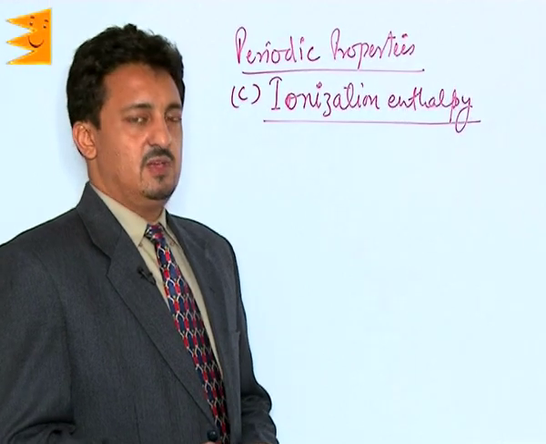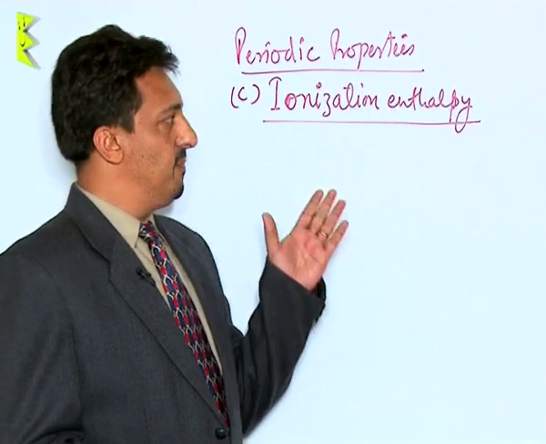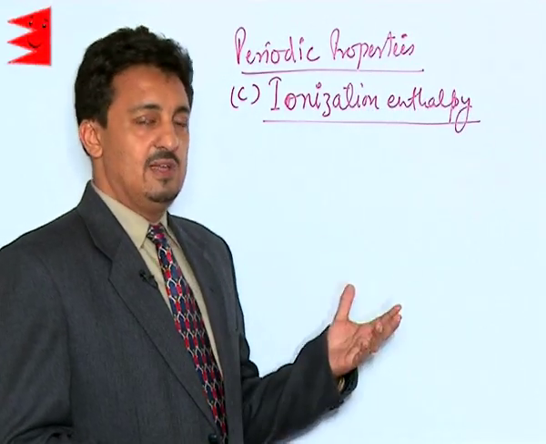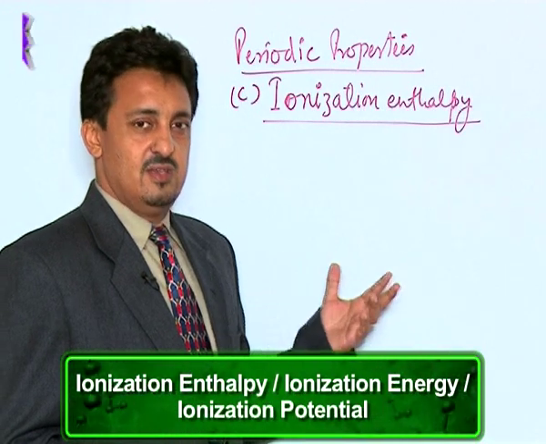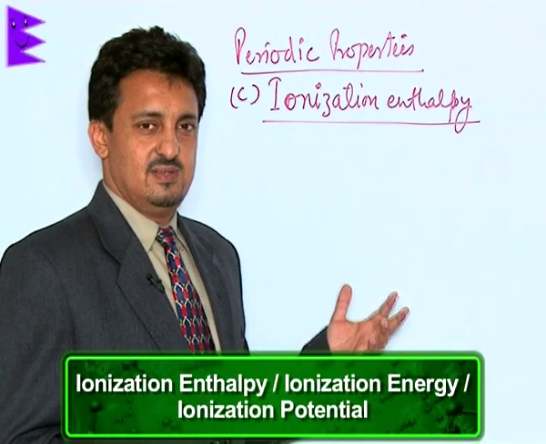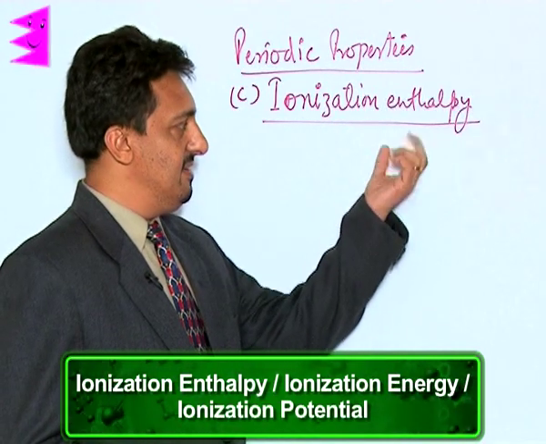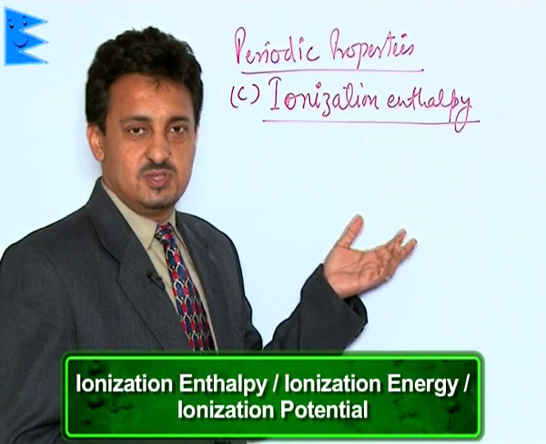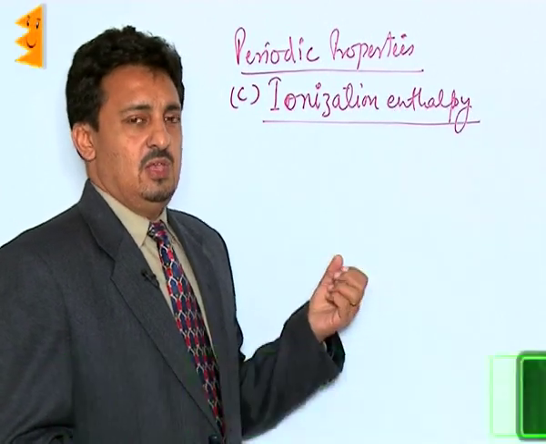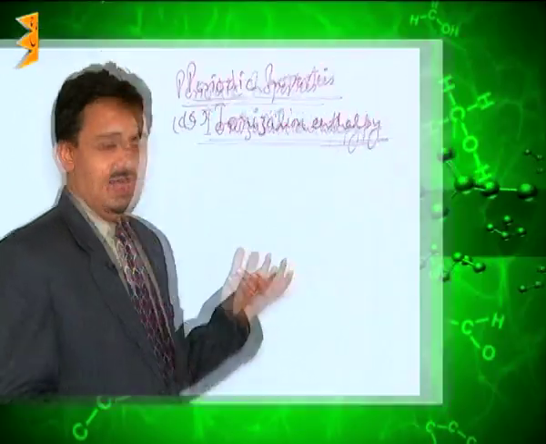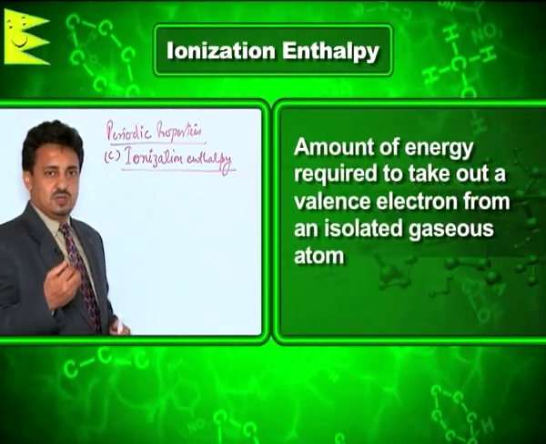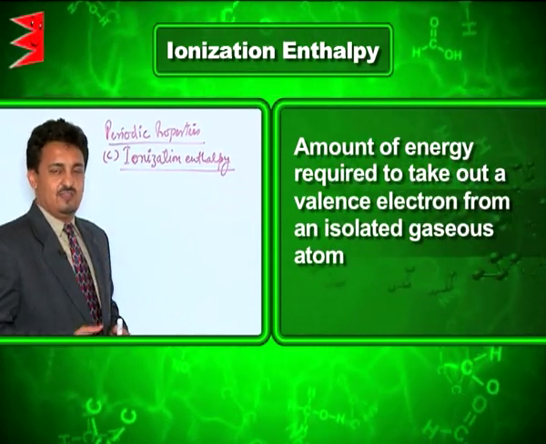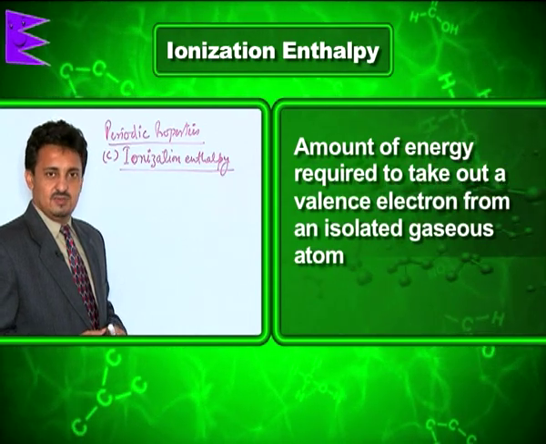The next property to be studied in the periodic properties of the elements is the ionization enthalpy. It is also called ionization energy or ionization potential. Basically, energy in chemistry is called enthalpy, and if the energy is expressed in electron volts, it's called potential. So what is ionization enthalpy? It is the amount of energy required to take out a valence electron from an isolated gaseous atom. It's called ionization energy or ionization enthalpy.